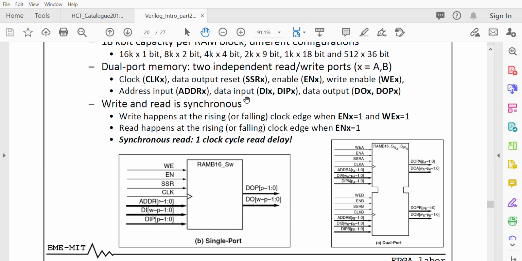Write and read are synchronous. Write happens at the rising or falling edge of the clock when enable X equals 1 and write enable WEX equals 1. Read happens at the rising or falling edge of the clock when enable X equals 1. So this is a dual port, 2 ports. So this is a single port memory and this is a dual port memory.